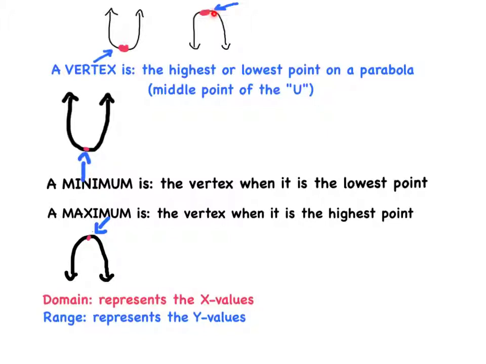Now, those vertices have special names. A minimum is the vertex when it is at the lowest point. So whenever you have a happy face, your vertex is called a minimum. A maximum is a vertex when it is the highest point. So whenever you have your sad face, where the parabola opens down, your vertex is known as a maximum because that's the highest point. Just to remind you guys, domain represents our x values and range represents our y values.